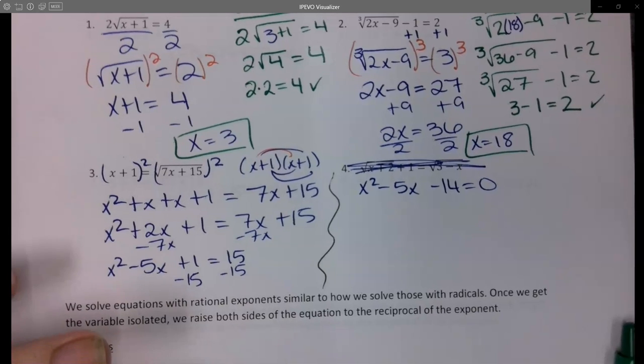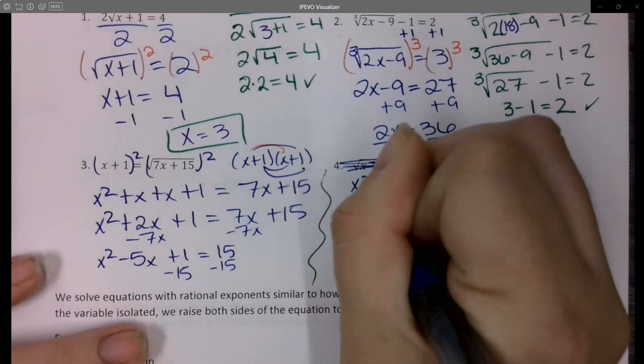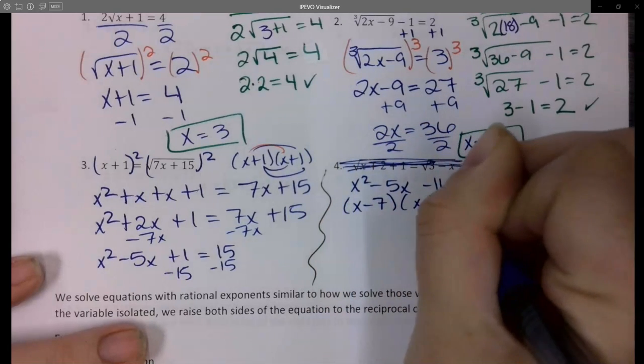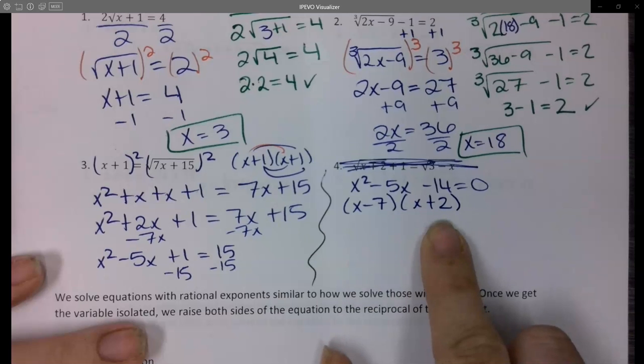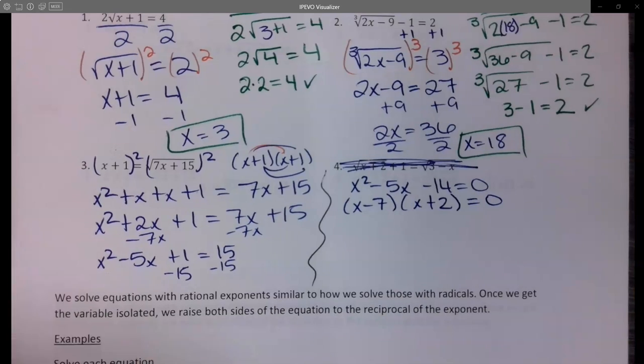Now I'm looking for what multiplies to negative 14 and adds up to negative 5. That's going to be negative 7 and positive 2. Because negative 7 times positive 2 gives me negative 14. Negative 7 plus 2 gives me negative 5.